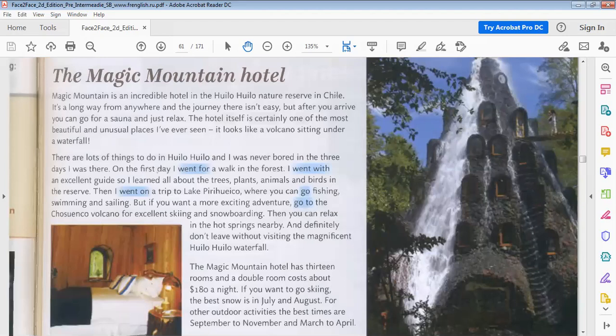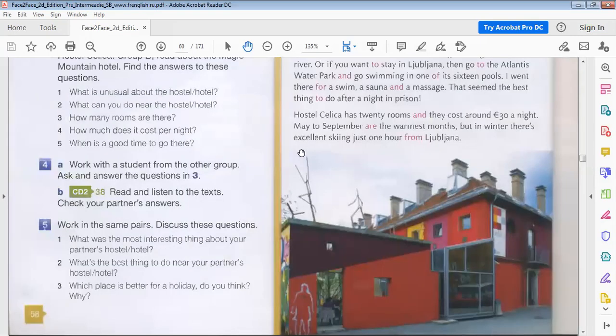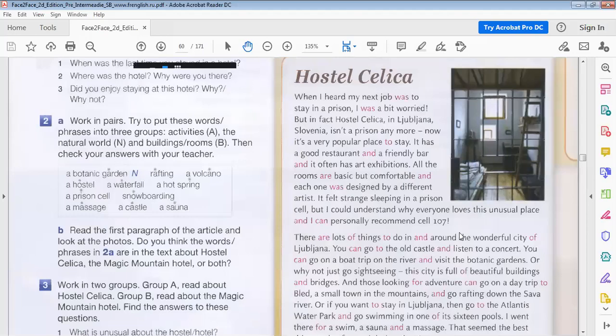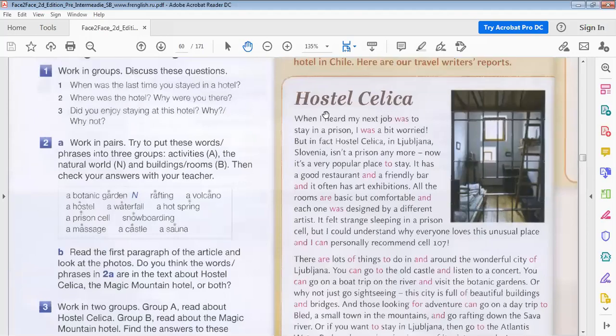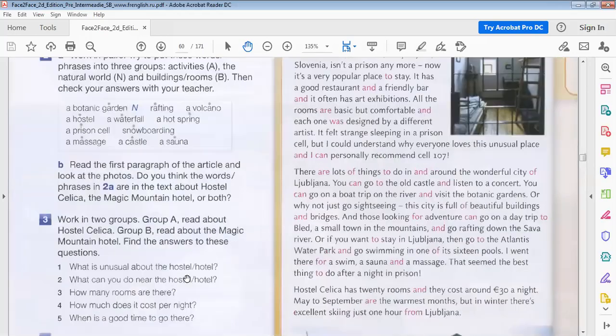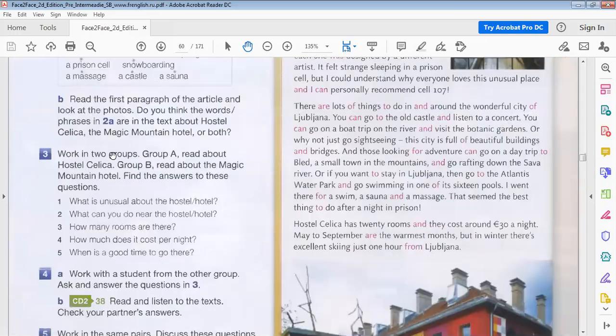Okay, finished? All right. Great. So let's check the section where we have the questions. Now, let's start with the first place, the hostel, Selitsa. So the first question is here in exercise number 3.